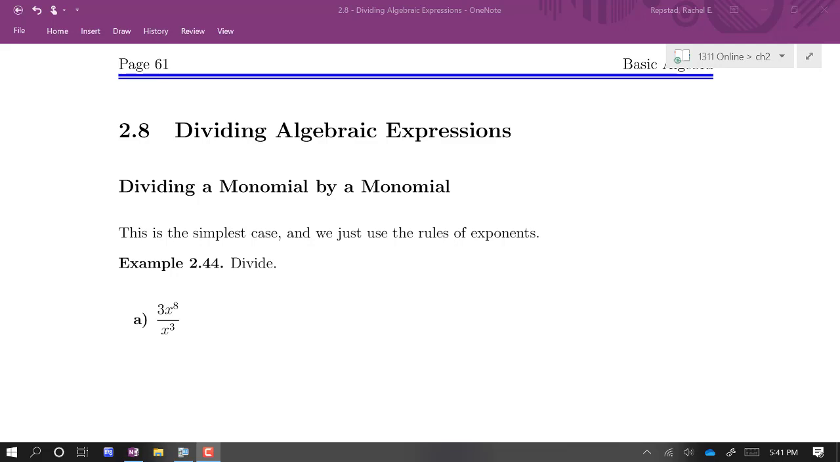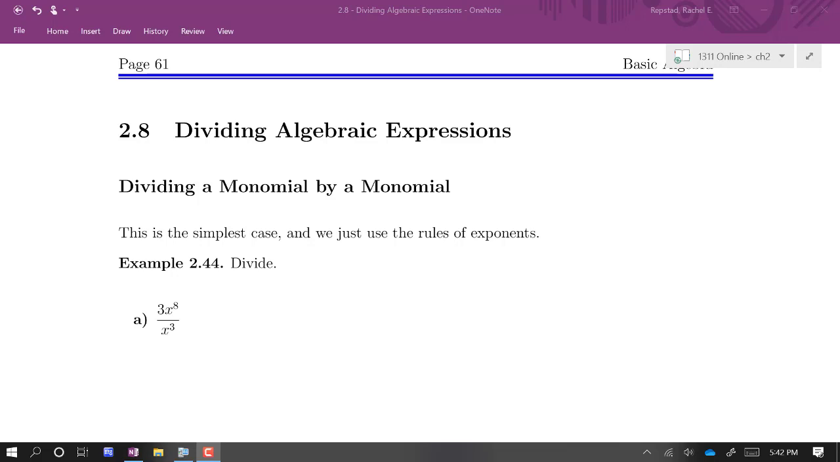Alright, in the last section we looked at multiplying algebraic expressions. Now we're going to turn our attention to dividing them. And again, we're going to take it as three separate cases. So if we're dividing a monomial by a monomial, meaning there is no addition or subtraction happening anywhere, we basically already know how to do this. We're just going to apply our rules of exponents.